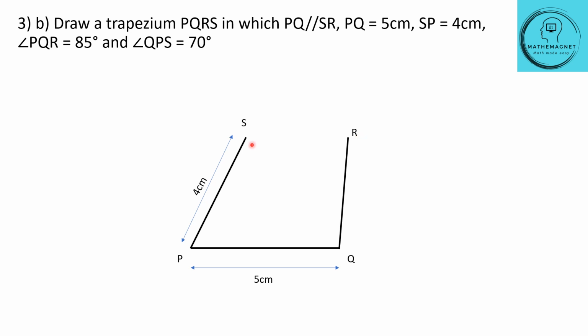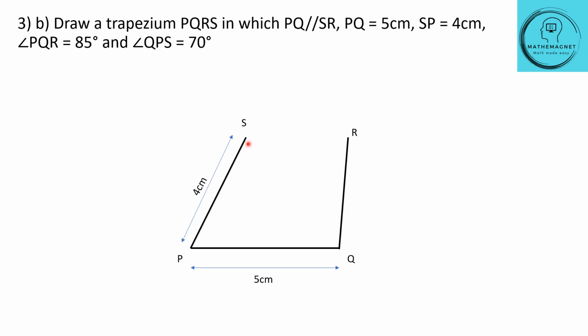Now at point S, we will keep the protractor. What is the property of a trapezium? The sum of the angles between the two parallel sides will be equal to 180 degrees. We know QPS is 70 degrees. So RSP is supposed to be 110 degrees, which is 180 minus 70.